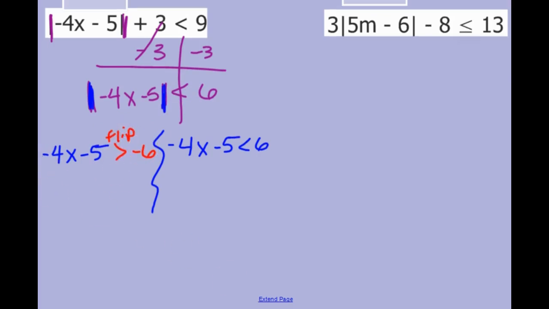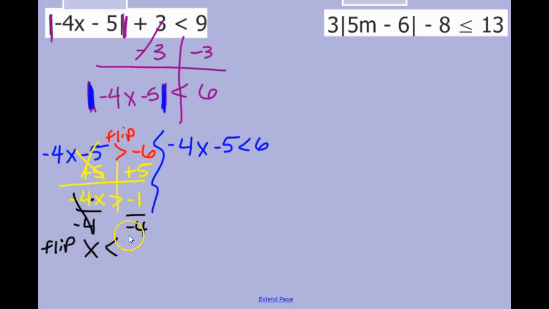So let's solve both. First I'm going to add 5 to both sides, get rid of addition and subtraction. We have negative 4x, and negative 6 plus 5, there's more negatives, there's one more. And then last, the opposite of multiplying is divide by negative 4. Whenever you multiply or divide by a negative, flip your inequality symbol. So if x is less than, now a positive 1/4, or you can put 0.25 if you'd like.